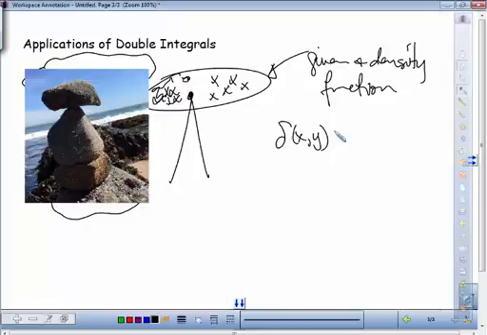If some parts of this plate are heavier than other parts, then you would have an actual function here that may have both x and y, or maybe just an x, or maybe just a y, but you'll have some sort of combination of things. So that's your density function. So given a density function and the region R that would describe the plate, we can find the mass.